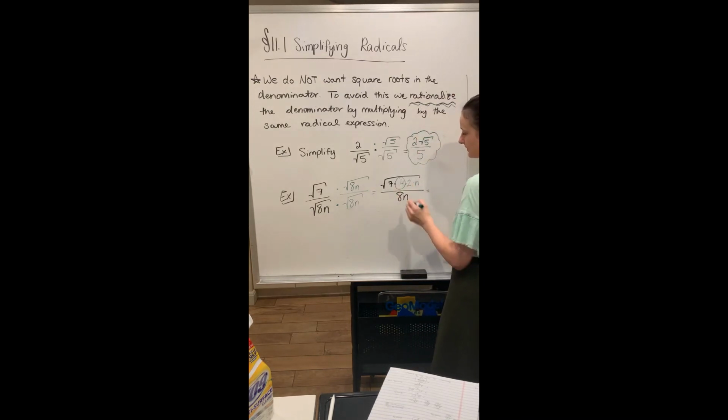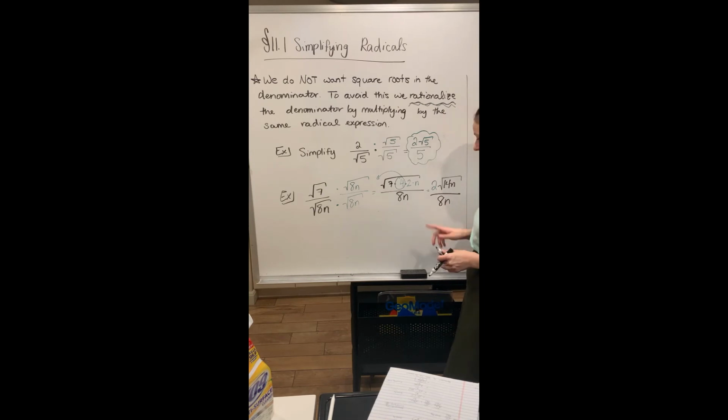We're going to take out this perfect square that I have and bring it out front. The square root of 4 is 2. Keep whatever's left underneath the radical sign. 7 times 2 is 14. And I have this n, so I have the square root of 14n, and divided by 8n. Okay?